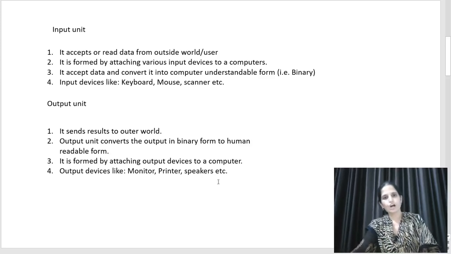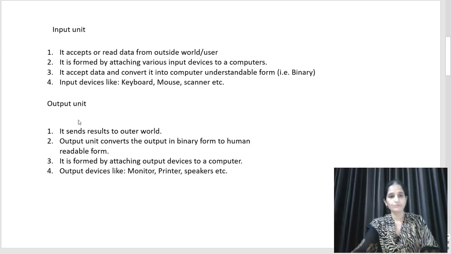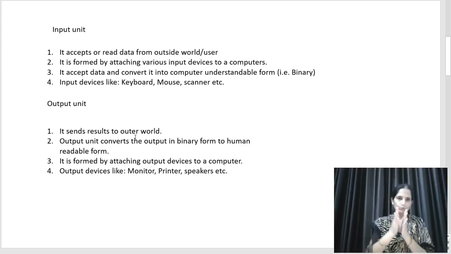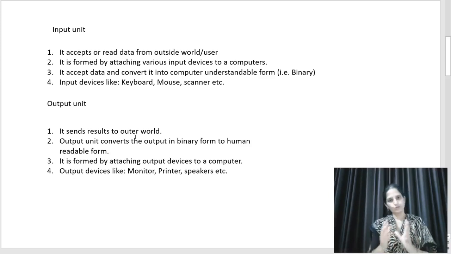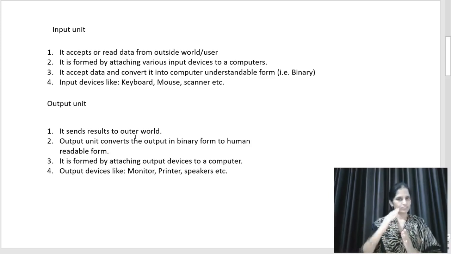Now our second unit is the output unit. What do you mean by the output unit? It sends results to the outer world. With the output unit, your data is given to the outside world, and your result will be displayed on your output devices. What is the functioning of the output unit? The output unit always accepts the data from the CPU, and it converts the data into human readable form.